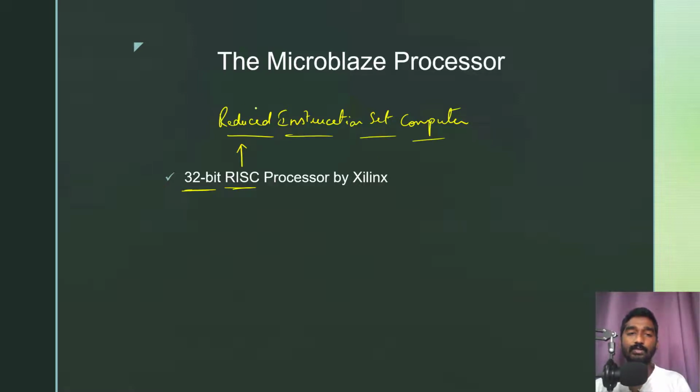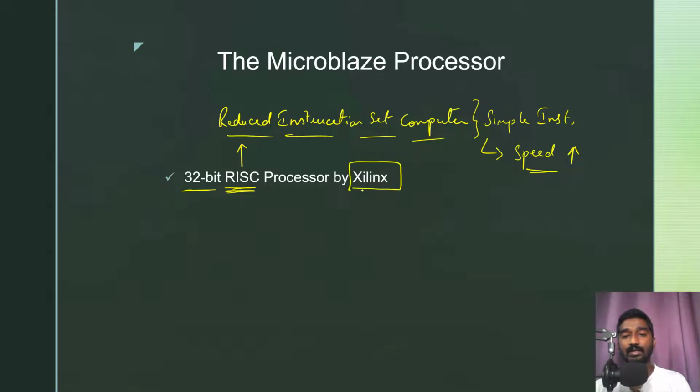So the name itself says reduced instructions. That means the instructions are reduced. So simply you can say simple instructions. So when the instructions are simple, what happens is the speed of execution is increased, right? So the speed is increased because the instructions are simple. Thus you can say that the Microblaze processor is a fast processor, right? So it is a 32-bit processor and based on RISC architecture, which is designed and commercialized by Xilinx.